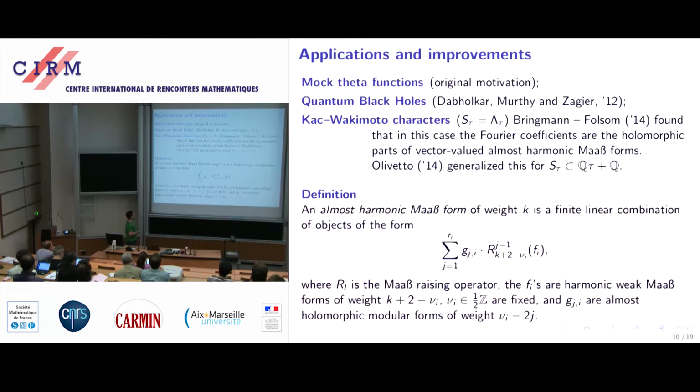That's the G's, and here we have an F, and that is the harmonic weak Maass form. We've also seen those. And then you're allowed to take a bunch of times the mass raising operator, R. We've seen that one. And then, of course, now the weights all have to match, or you have to do it a specific number of times, and then in the end you end up with something of weight k. It looks complicated, but the ingredients are all stuff that we know and that we're familiar with.